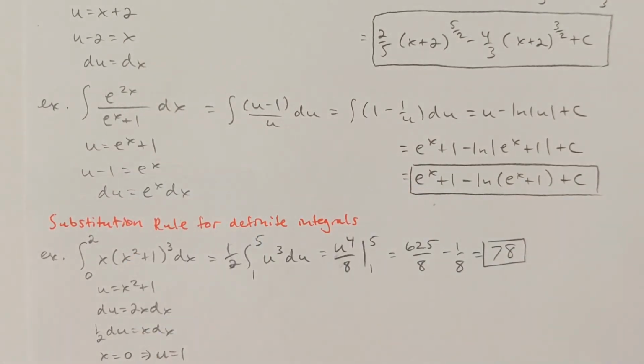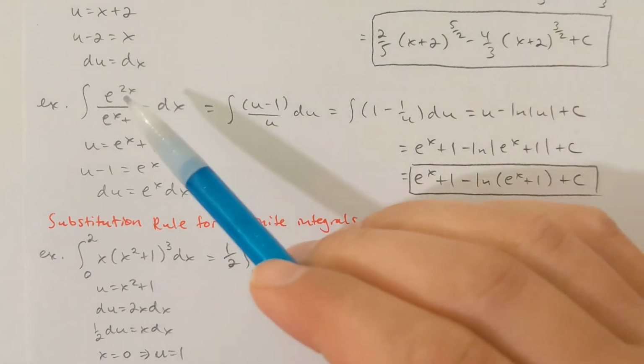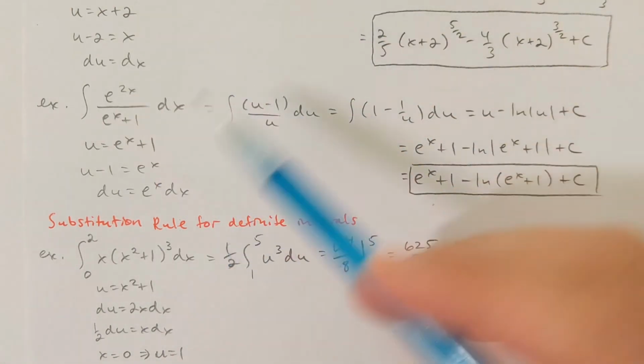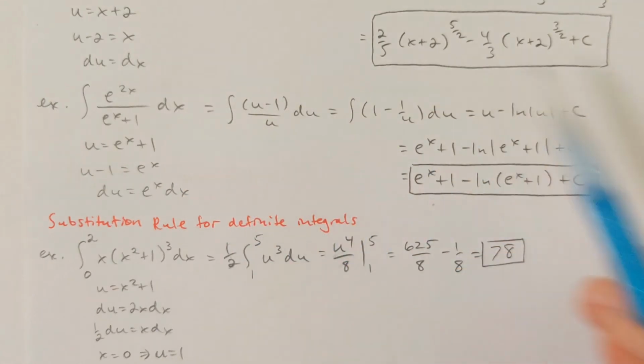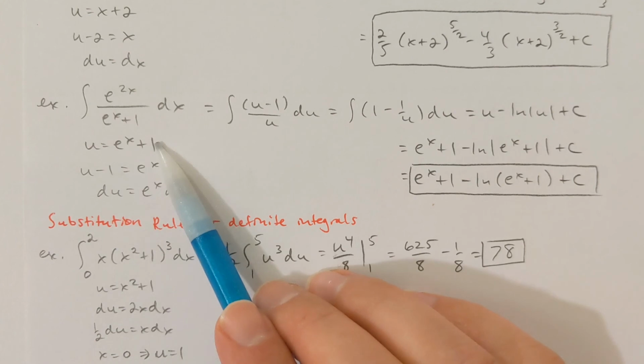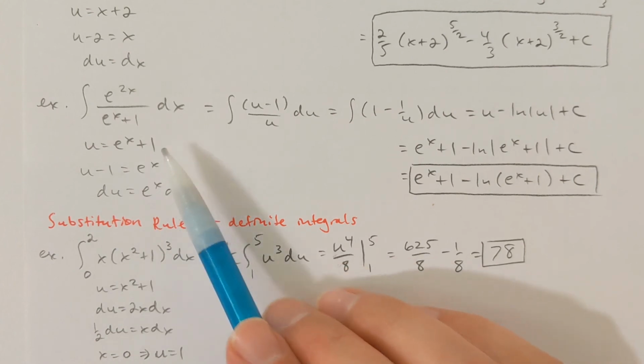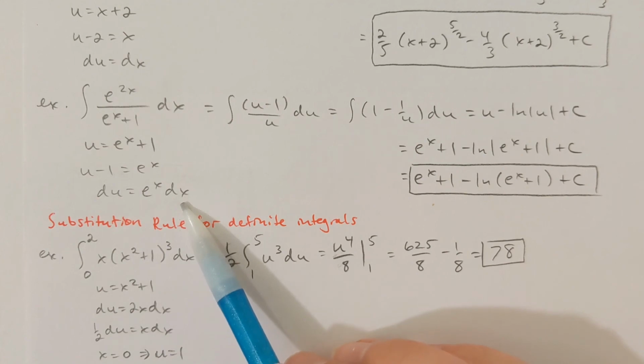So we want to integrate e to the 2x divided by e to the x plus 1 dx. Well, there's no algebraic simplification that I can do to begin something like this. I'm starting with a u substitution. I'm going to let u be e to the x plus 1. Now, if u is e to the x plus 1, du would be e to the x dx.